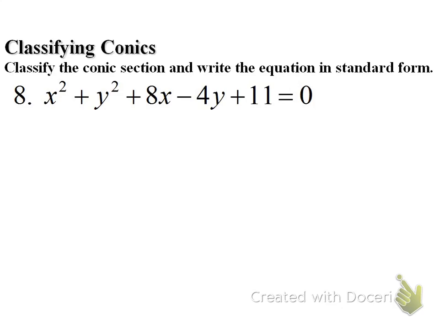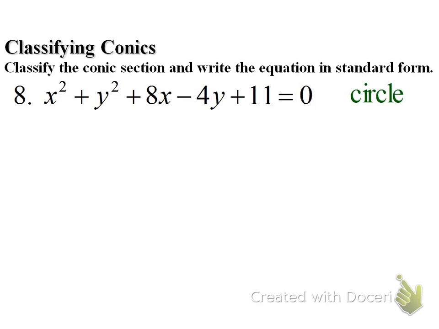So again, these examples pick right up where Monday left off. So Monday's last example was 7. Today's first example is 8. The directions say classify the conic section and write the equation in standard form. So, I already showed you guys the answer. It's a circle. But how would we get that? How would we determine on our own that it's a circle if the magical answer does not pop up?